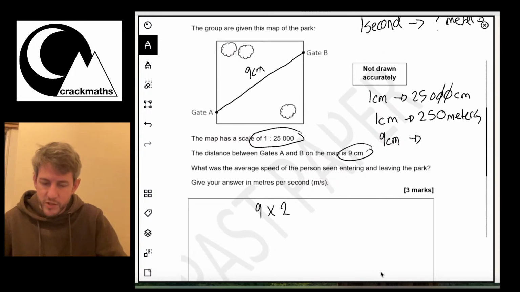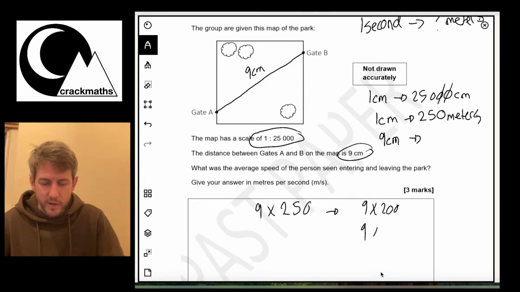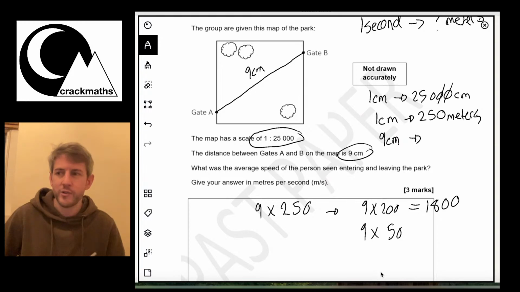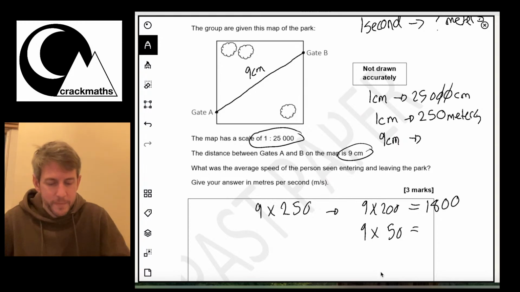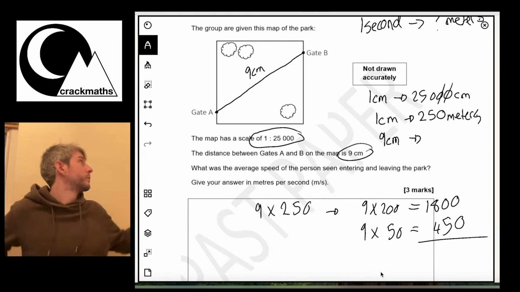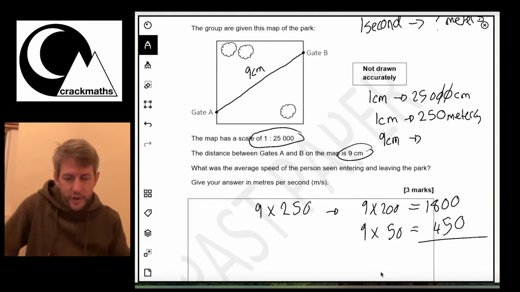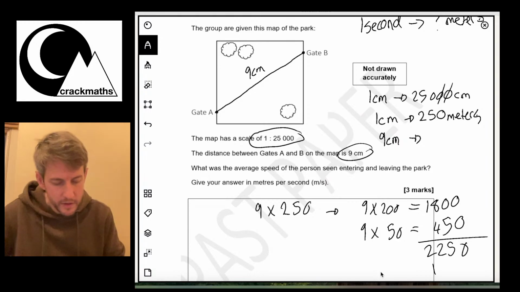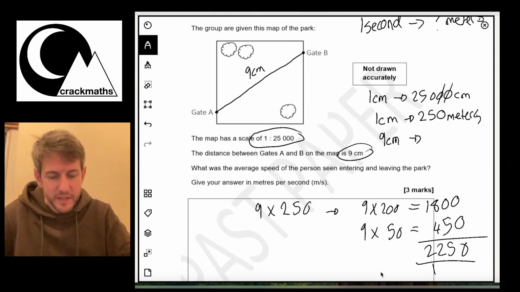So 9 times 250. Now remember, this can be split into 9 times 200 and 9 times 50. So 9 times 200 equals 1,800. And then 9 times 50 is going to be 450. So add these two together. We're going to get 2,250 metres.